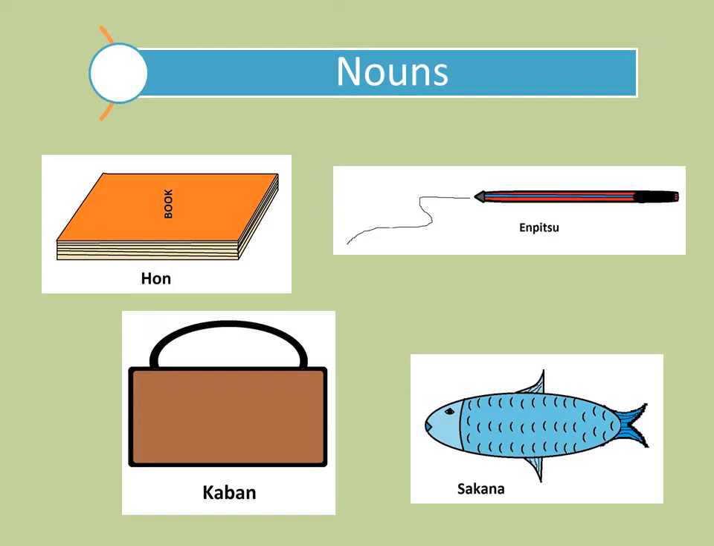Pencil is called enpitsu. You might be wondering, it's written ENPITSU, meaning EN should have been pronounced enpitsu, but actually when we have a P sound following N, then instead of N, it is pronounced M. So the pronunciation is empitsu.